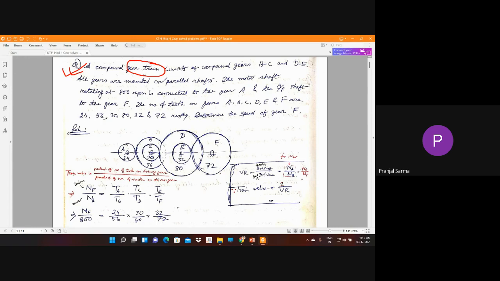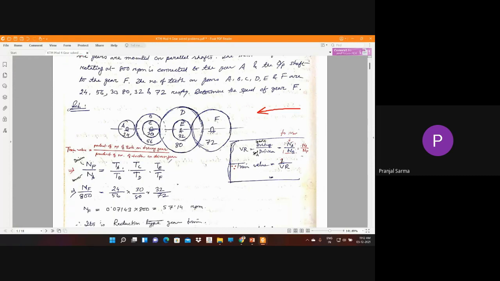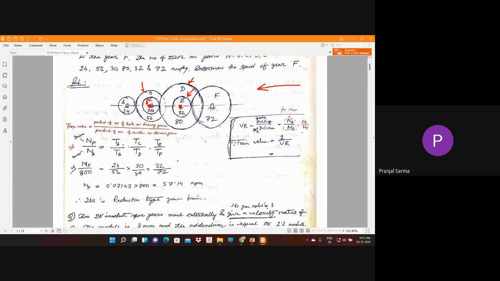So this problem, I think it'll be better if we start after studying the gear trains. They are like simple gear train, compound gear train, all those things we'll discuss after this. Then this problem will be very easy. Right now also, it is very easy. Basically, in this compound gear train, on a shaft we can have multiple gears. As you can see, gear B and gear C are on the same shaft. Similarly, gear D and gear E are on the same shaft. So basically, we utilize that. This problem will be clear after we discuss the gear train.